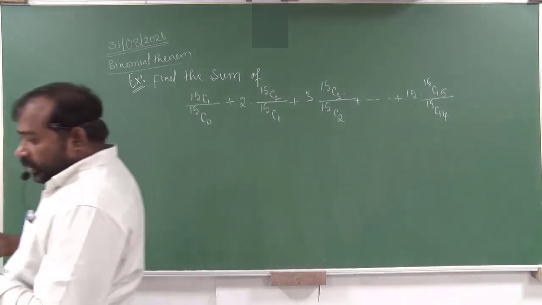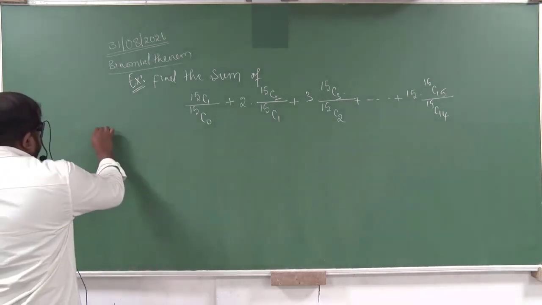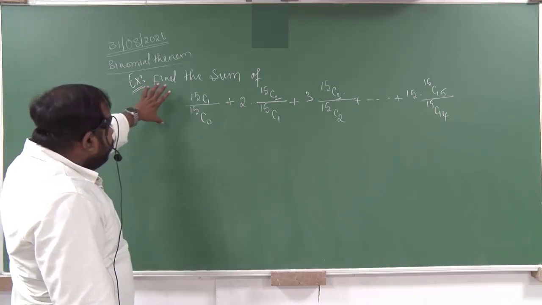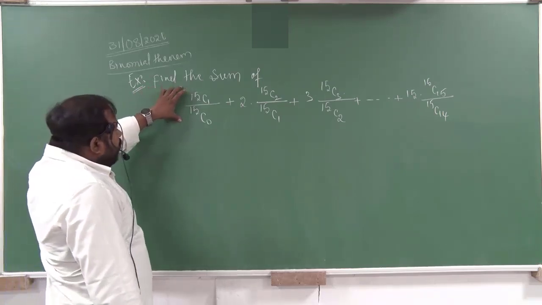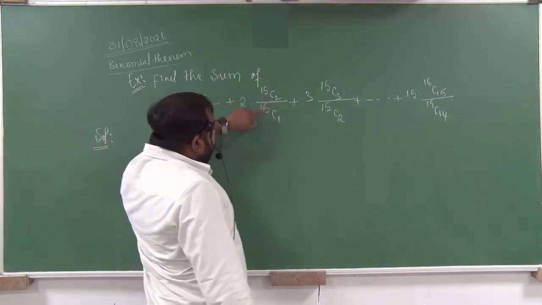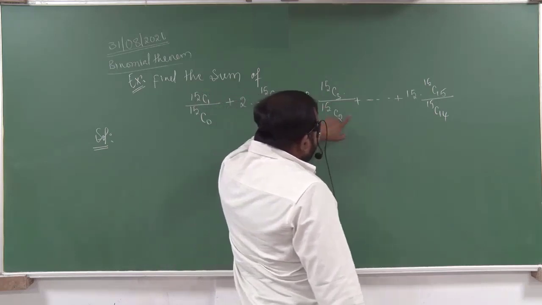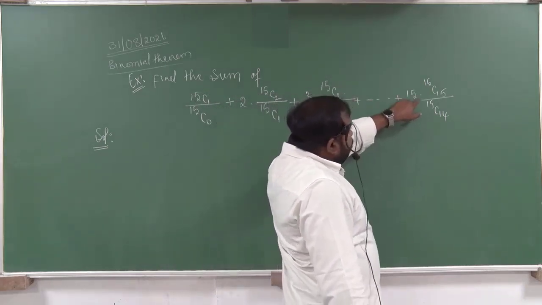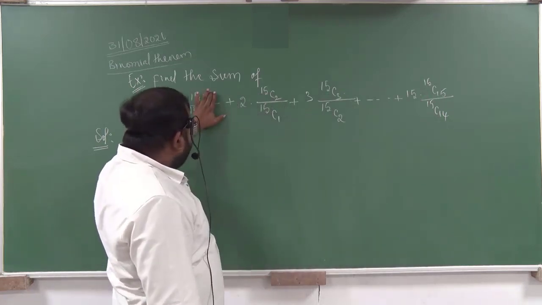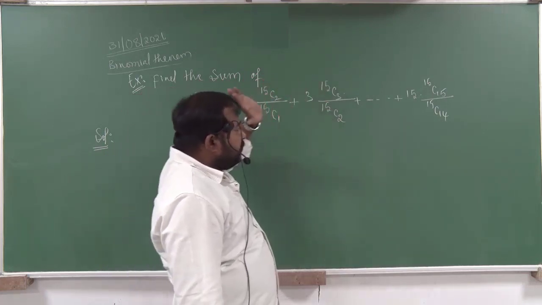Listen, all of you. While entering into this bit, this is the given value: 15C1 by 15C0 plus 2 into 15C2 by 15C1 plus 3 into 15C3 by 15C2 plus so on plus 15 into 15C15 by 15C14. So in each term, if you observe, either this is the term, or this is the term, or this is the term.